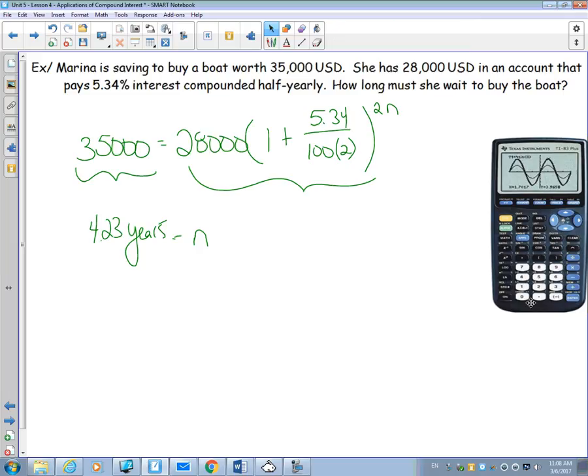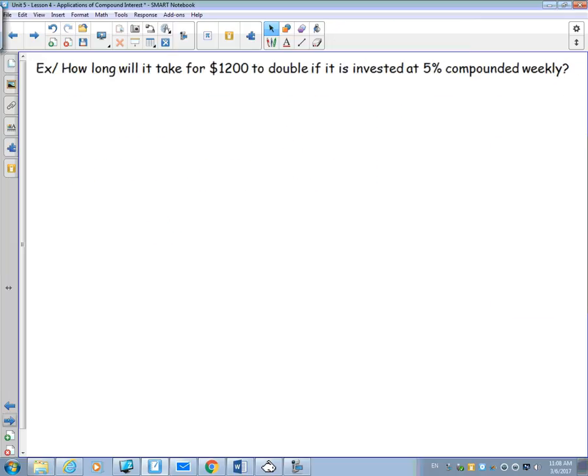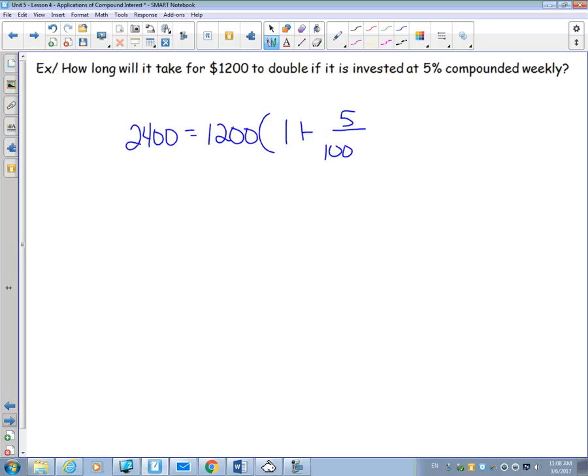We'll try another one. You guys try this one. How long will it take for $1,200 to double? It's invested at 5% compounded weekly. So our future value, and double this, is 2,400. We're starting at 1,200. We're doing 5% compounded weekly, so 52. But I don't know how long it's going for.